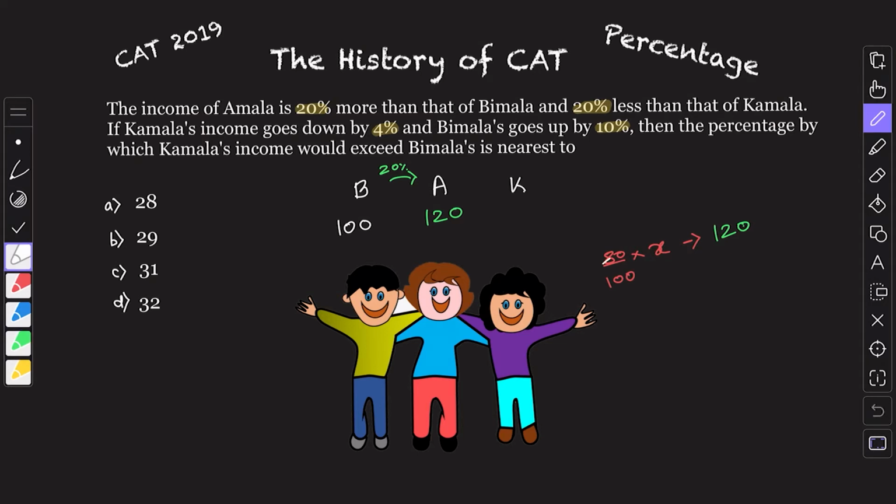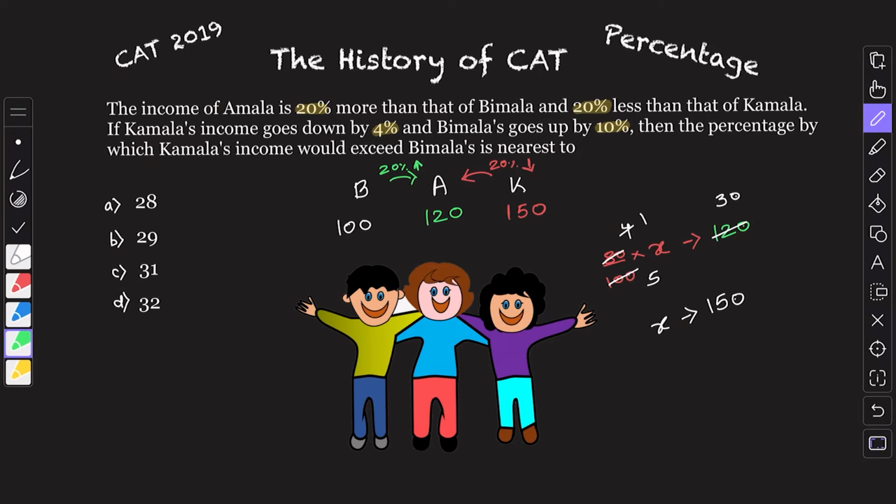So 80% of Kamla's income is nothing but 120. This is quite easy to solve. 4s, 5s, 1s, 3s, 30. So X comes out to be 150, which means Kamla's income is nothing but 150. We know that. So in comparison to Amla, I got Bimla and Kamla in terms of some assumed value, which doesn't matter because eventually we are finding out the percentage. 20% less of this will give me Amla's, and 20% more of Bimla will give me Amla again. So that is my understanding here.